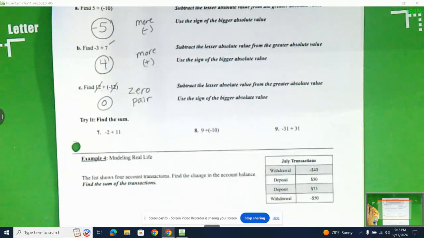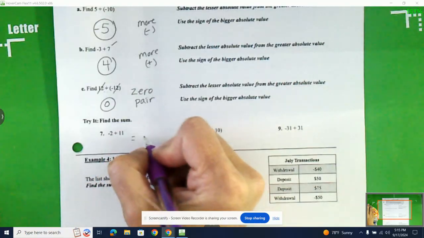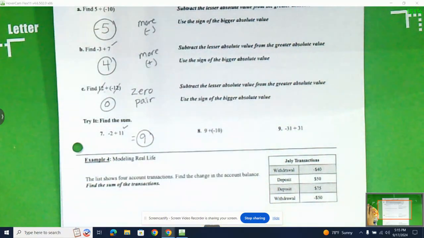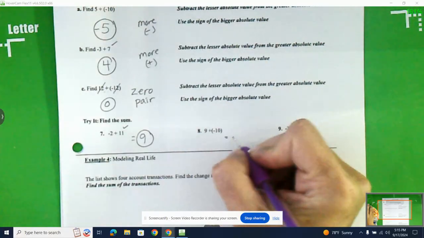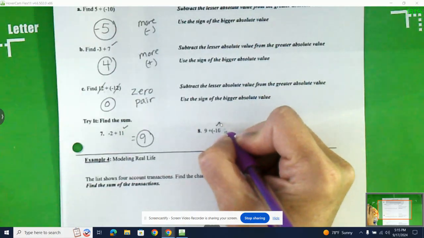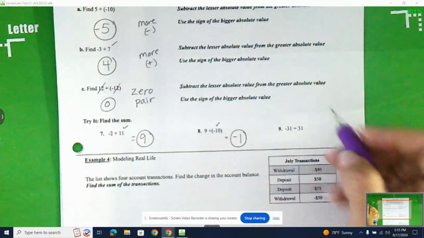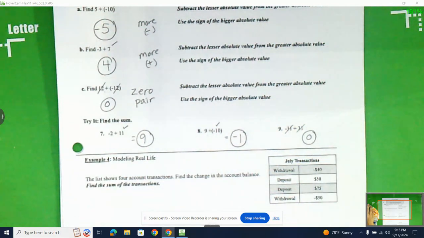Okay, welcome back. -2 plus 11, we're taking their difference, which is 9, and our answer stays positive because we have more positive. 9 plus -10, well, if I take their difference, I get 1, but I have more negatives, so my answer is -1. And then for number 9, I have -31 plus 31. Well, opposites add up to 0. That is our additive identity property. And so that's just 0.